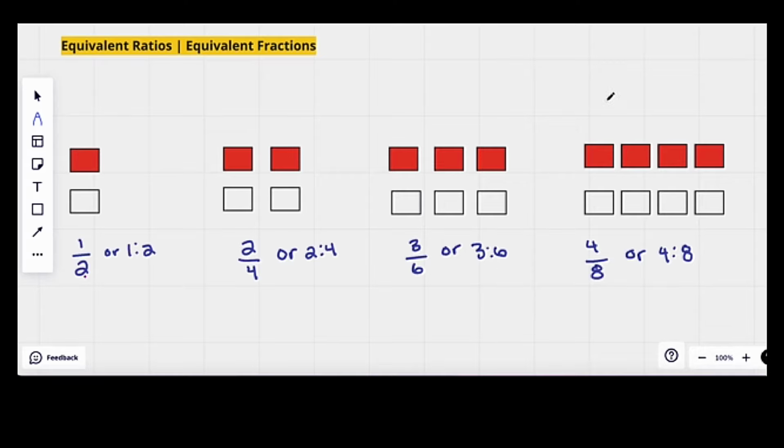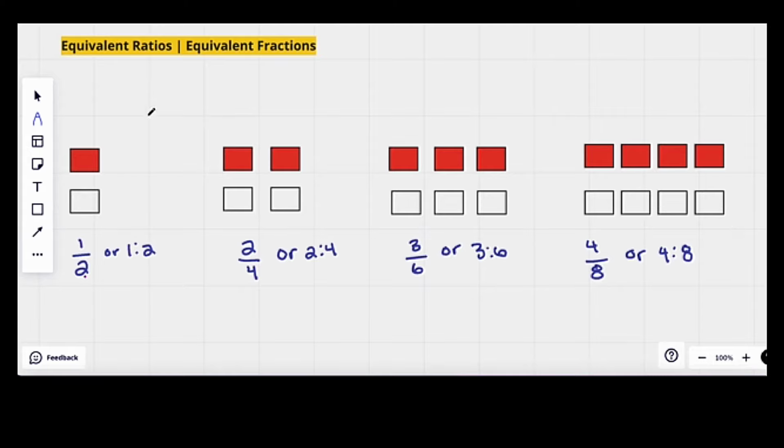And then we've got 4 out of 8, so 4 eighths. 4 are colored in red. 8 is how many squares we have in total. When we write it as a ratio, we have 4 to 8. But how are they all the same value?